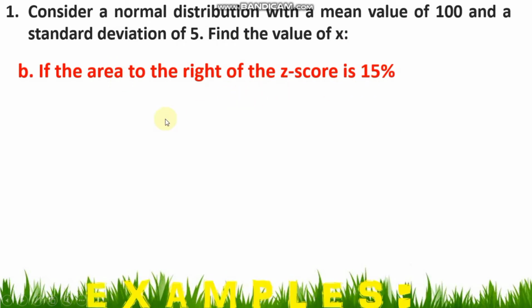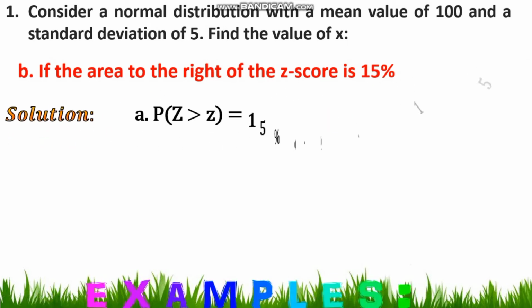Yung first previous example kasi natin is the area is 17% and the z-score is negative. But for now, we have the area to the right of that particular z-score daw is 15%. Ibig sabihin, kung nasan yung z-score mo, yung right side daw nun is 15%. Yun ang ibig sabihin. So, to do that one, we'll have the same process.